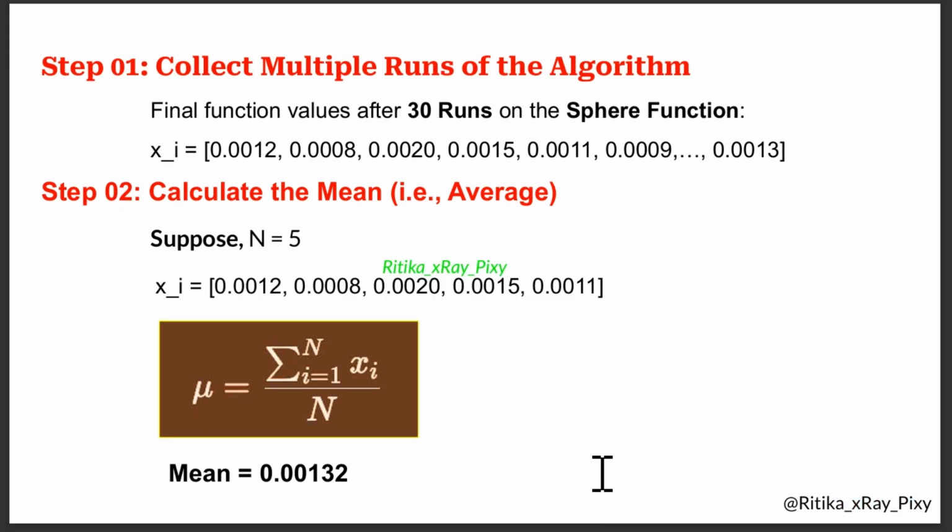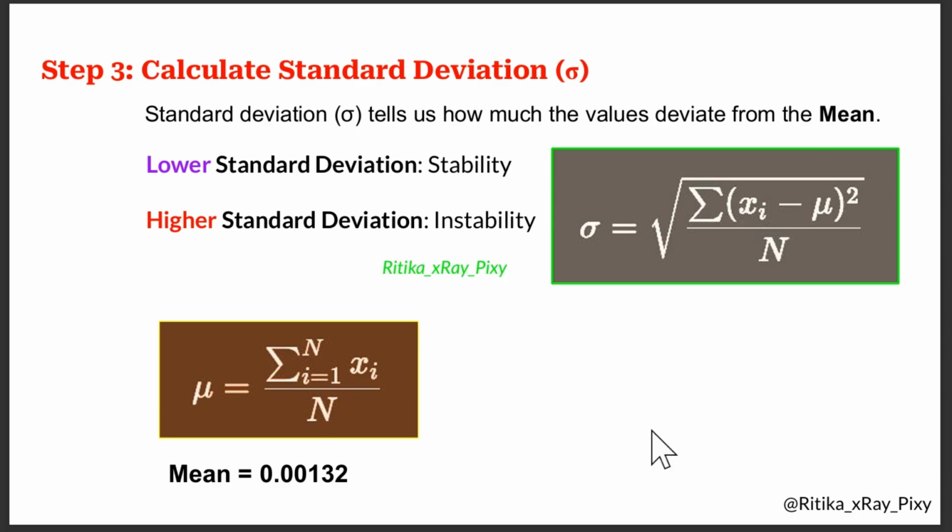Now we will calculate the mean, that is the average. So here we calculated the average, that is 0.00132. The next step is to calculate the standard deviation. We use standard deviation to check how much the values deviate from the mean. Here you can see we calculated the mean value. Now, using standard deviation, we will check how much the values deviate from the mean, that is the stability or the reliability of the algorithm.